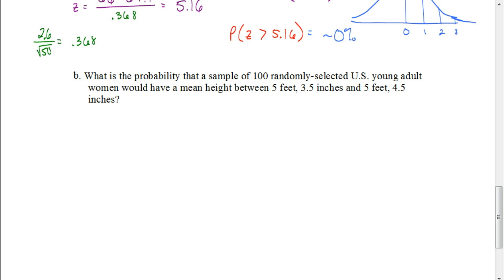And then you want to make sure you find the standard deviation for your sample means. And then once you have that, you'll be ready to find these two z-scores and look those up on the table to figure out the probability that the mean is going to be between those heights. So go ahead and pause the video and hit play when you're ready to check your answer.